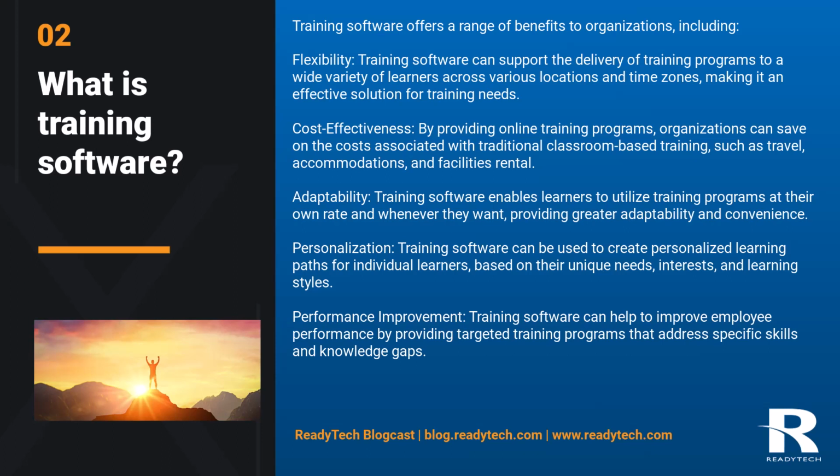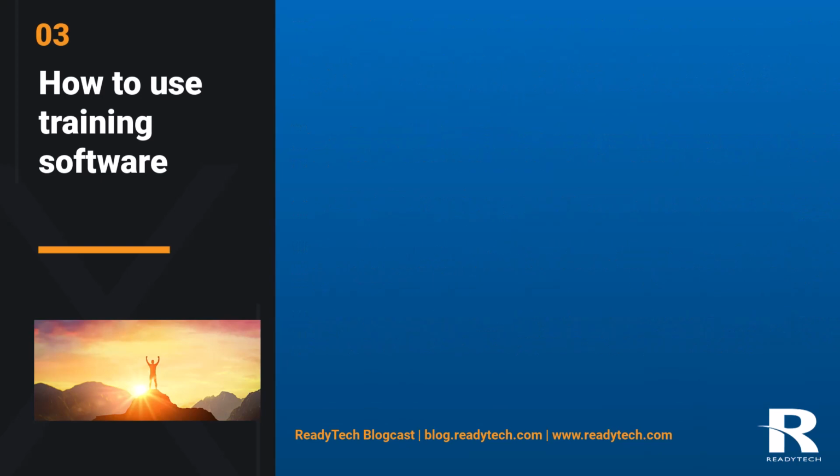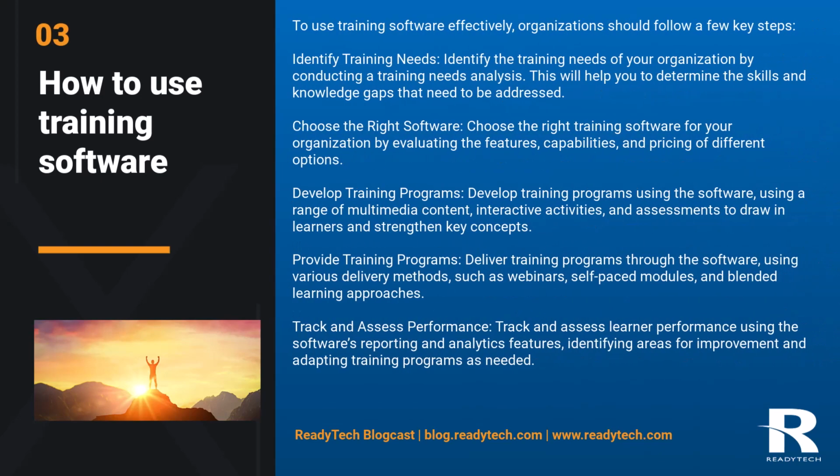Adaptability. Training software enables learners to utilize training programs at their own rate and whenever they want, providing greater adaptability and convenience. Personalization. Training software can be used to create personalized learning paths for individual learners based on their unique needs, interests, and learning styles. Performance improvement. Training software can help to improve employee performance by providing targeted training programs that address specific skills and knowledge gaps.